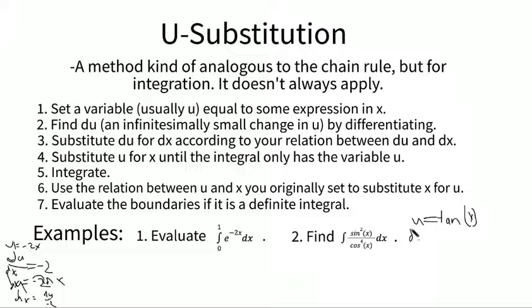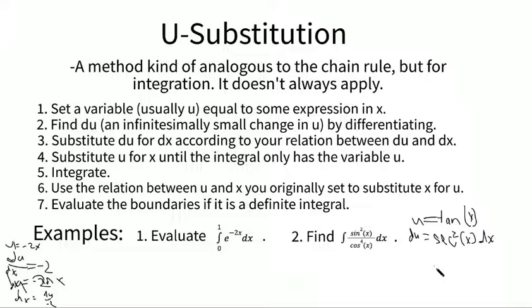We'll see how this works out. So du over dx would be the derivative of tangent of x, and this is just like a fact. I'm not going to actually do this one here. It's secant squared of x. That's the derivative of tangent of x. So du equals secant squared of x times dx, because we're multiplying both sides by dx.